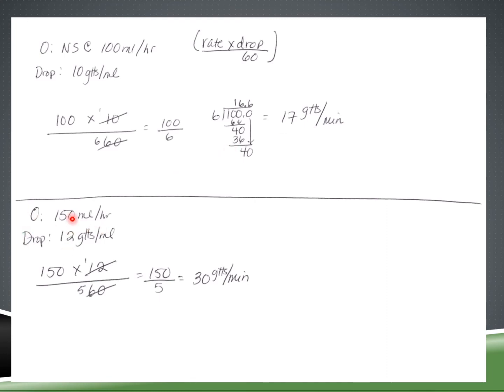So at the bottom we have the 150. So now our rate is 150, our drop factor is 12. I just set that up. And you notice I'm not writing all those units, I'm just doing the math here. 12 is evenly divisible into 60 and it reduces to 1 over 5. So 150 divided by 5 is 30. So 30 drops per minute on this one.